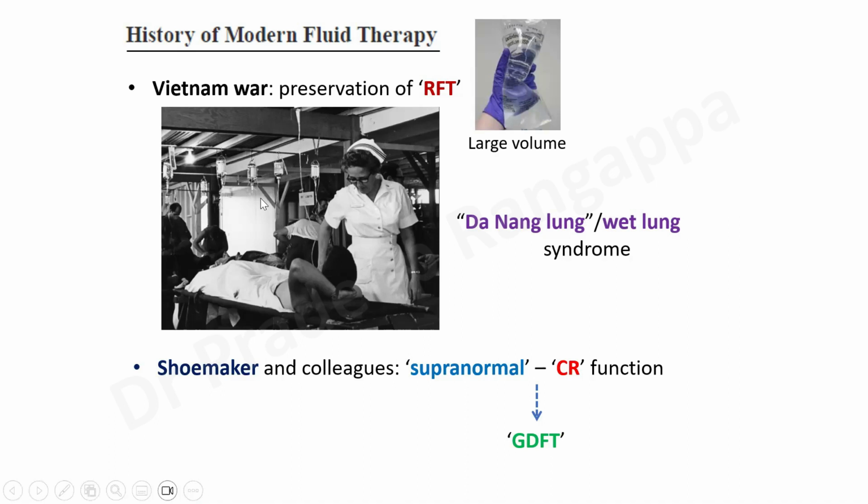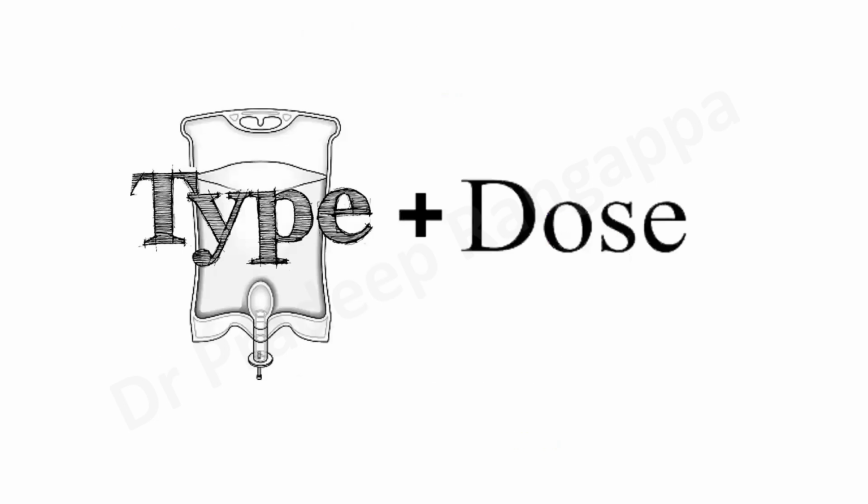And around that time, Shoemaker and colleagues, in the 1940s and 1950s, brought out a concept of supranormal cardiorespiratory function by giving more fluids, with an aim to improve oxygen delivery to supranormal levels. And they coined the word goal-directed fluid therapy. And obviously, this has now become obsolete. This concept has been debunked, and we no longer use the supranormal concept. So this is the historical bit as to where the enthusiasm for overzealous fluid resuscitation came in, during the Vietnam War and the 1970s, where people spoke about supranormal. Now we are talking about a very conservative fluid resuscitation approach. That is where we need the concept of stewardship.